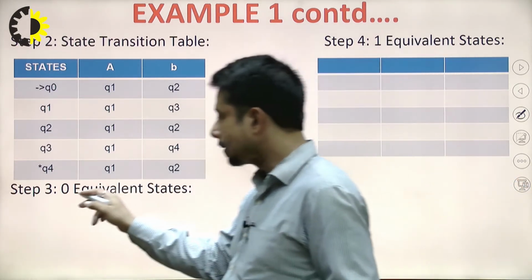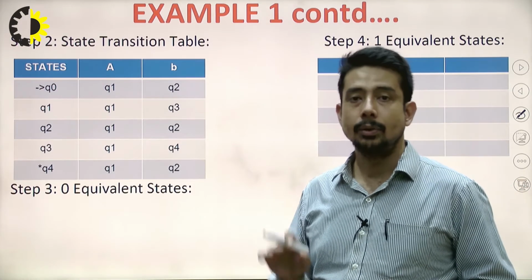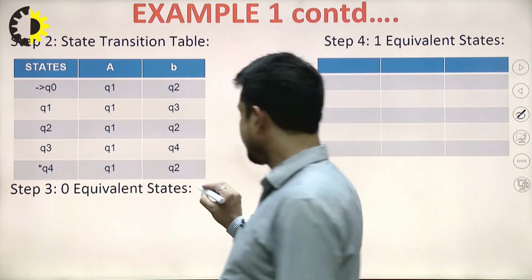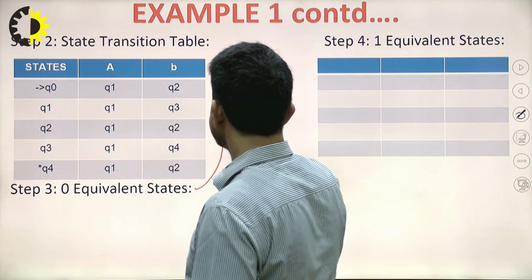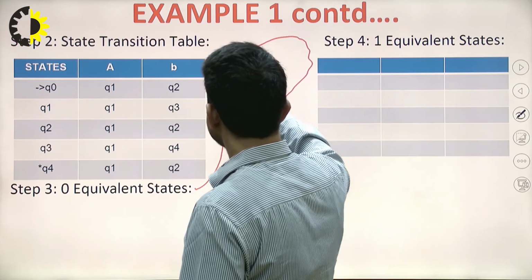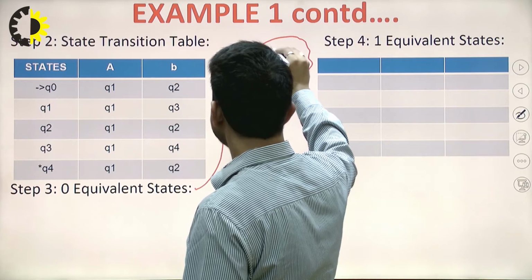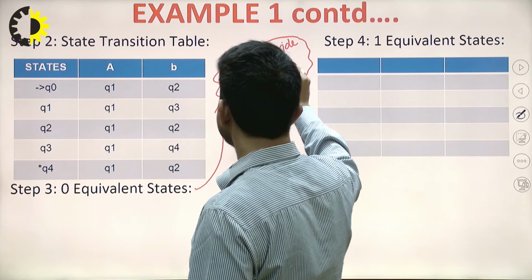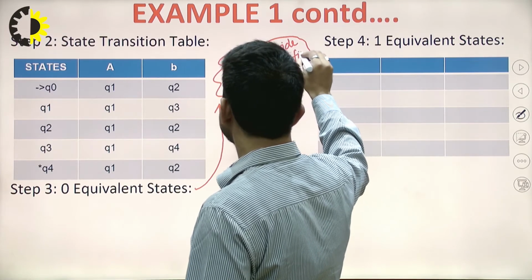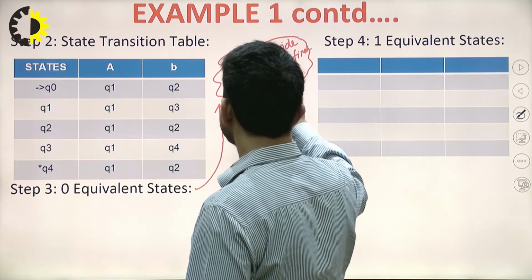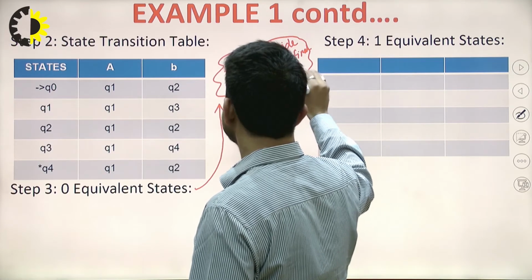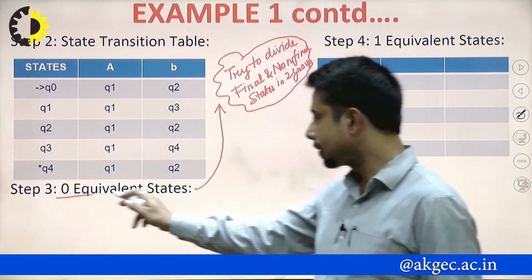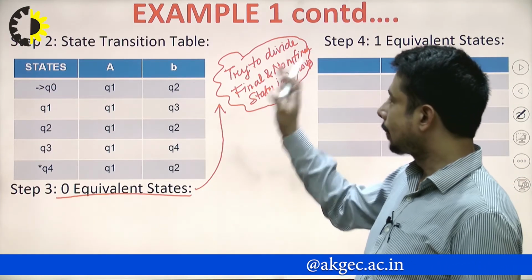So in step number 3, it says 0 equivalent states. Now what do these 0 equivalent states say? Just mentioning the definition of it. Try to divide final and non-final states in 2 groups. So that means this particular 0 equivalent states, what it says is that try to divide final and non-final states into 2 groups.